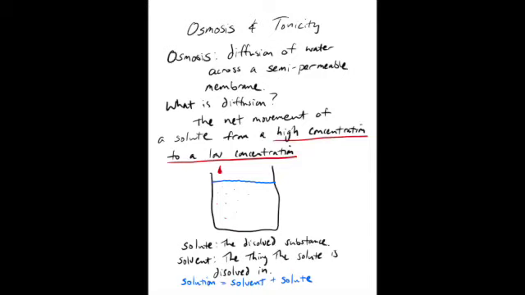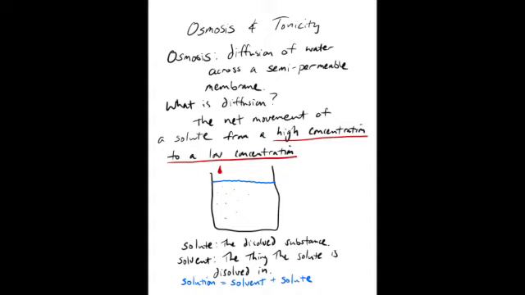Let's talk about osmosis and tonicity. Osmosis is the diffusion of water across a semi-permeable membrane. But what is diffusion? Well, diffusion is the net movement of a solute from a high concentration to a low concentration. First, we should know that a solute is a dissolved substance, something like sodium chloride. And a solvent is the thing that the solute is dissolved in. In our case, we're going to be talking about water.